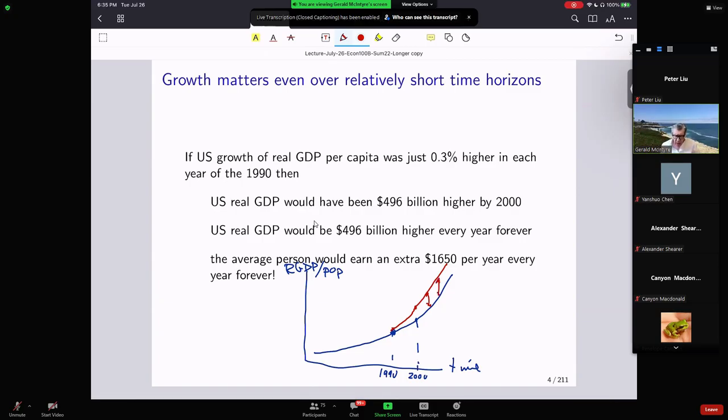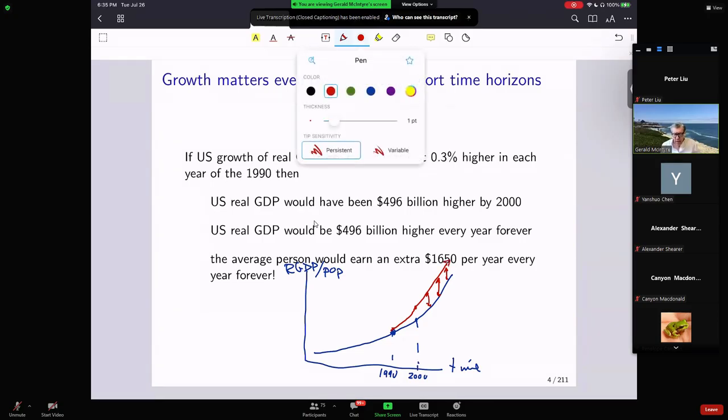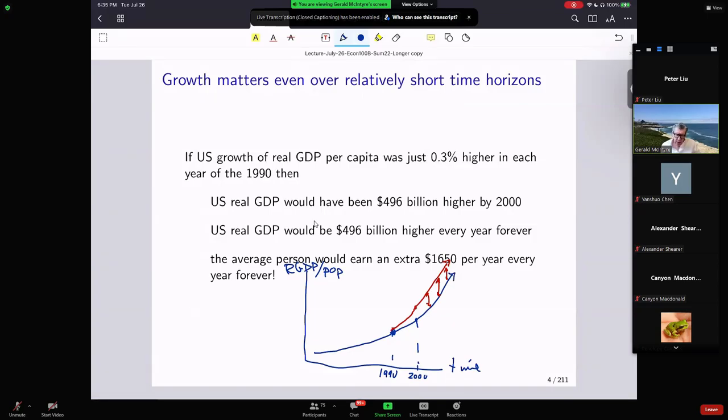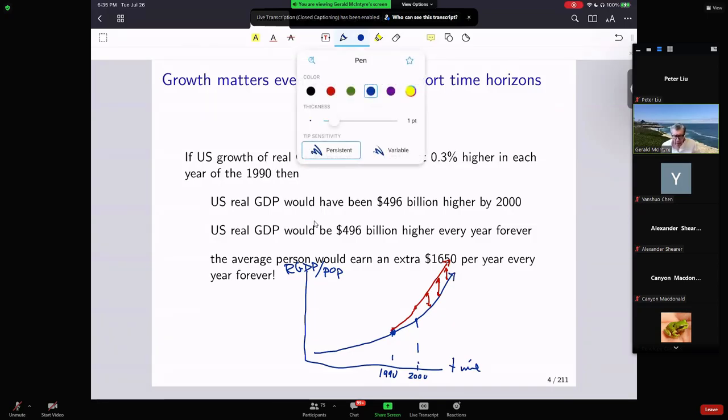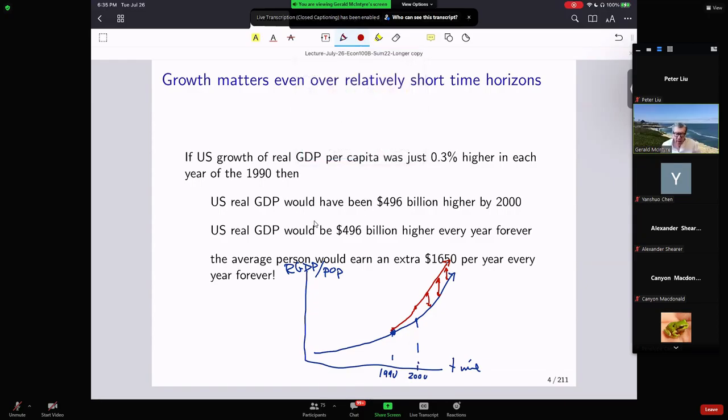And so it would always be $500 billion higher every year forever, just because the US economy grew slightly faster for this time period. And so this matters a lot. I think everybody in this meeting would like to have an extra $1,600 a year for the rest of their lives. There's a lot I could do with that, a lot of espresso that I could buy with that.